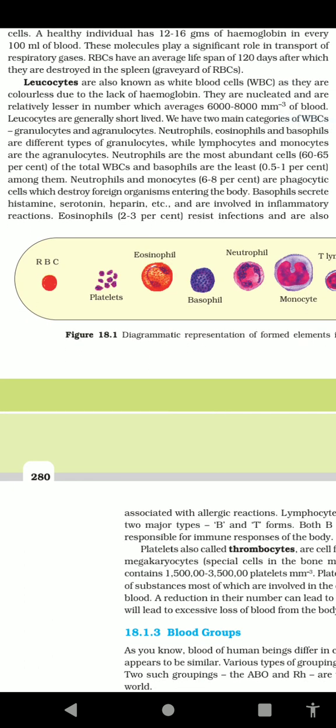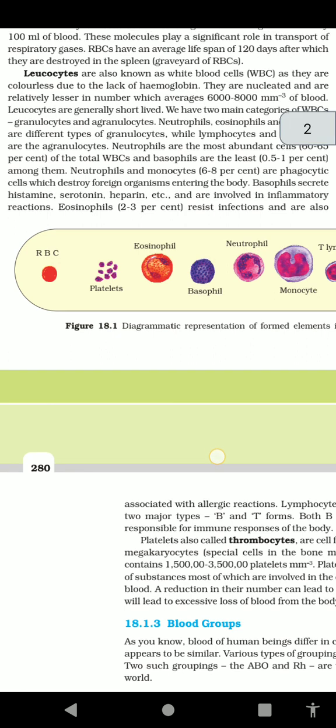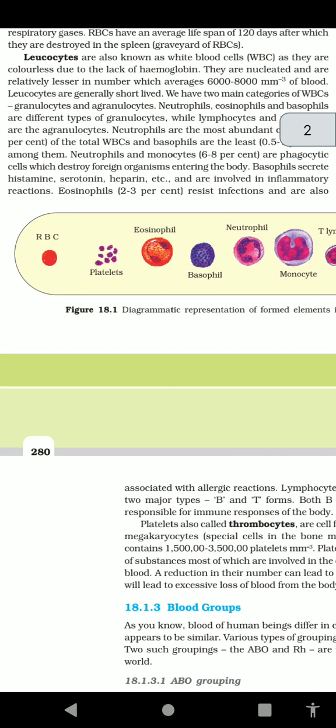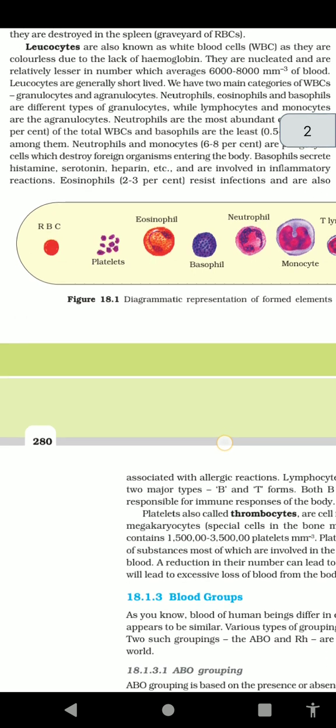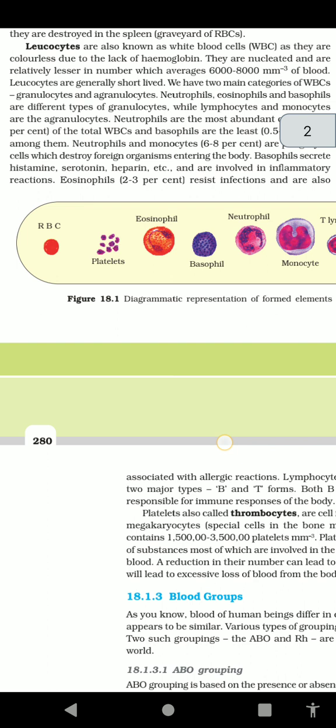This molecule plays a significant role in transport of the respiratory gases. RBCs have an average lifespan of 120 days, after which they are destroyed in the spleen. The graveyard of RBC is called the spleen. Leukocytes are also known as white blood cells, WBC, as they are colorless due to the lack of hemoglobin. They are nucleated and relatively lesser in number, on average 6000 to 8000 per cubic mm of blood.